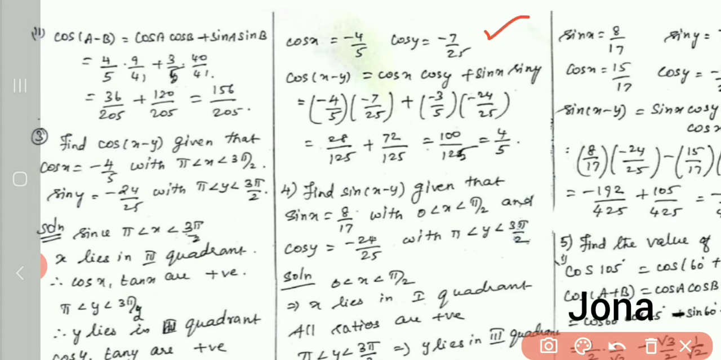So we want to find the value of cos of x minus y, which is cos x cos y plus sin x sin y. So substitute all the values what we had and what we found. So substitute everything, that final answer is 4 by 5.